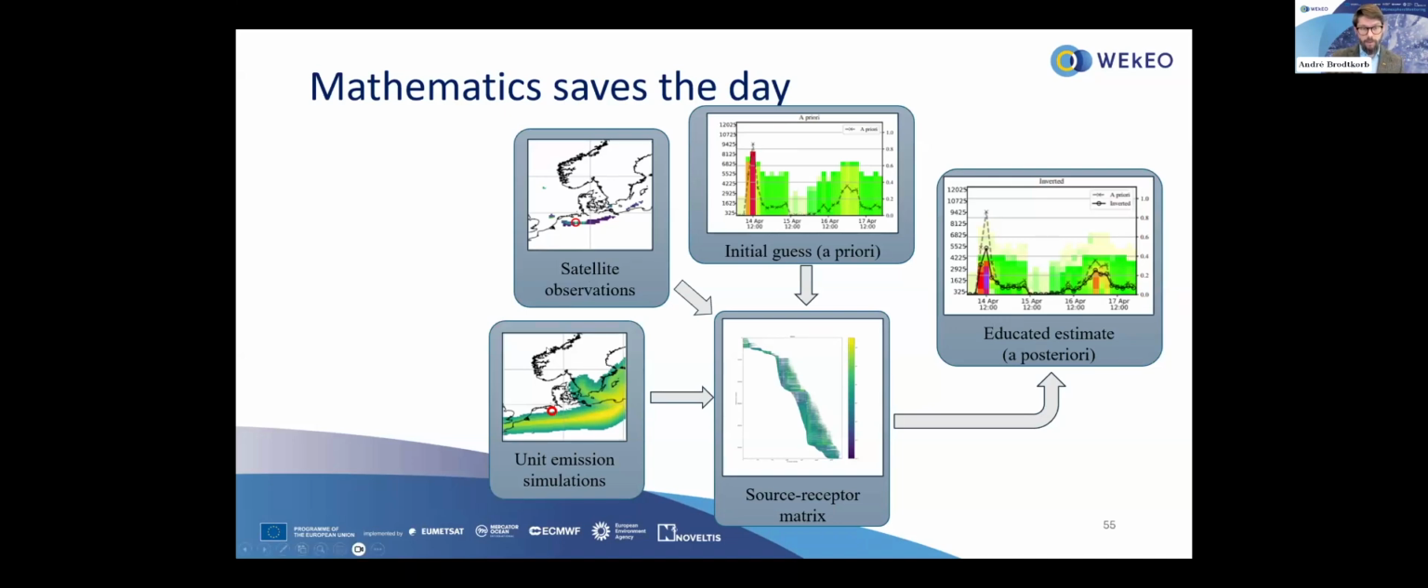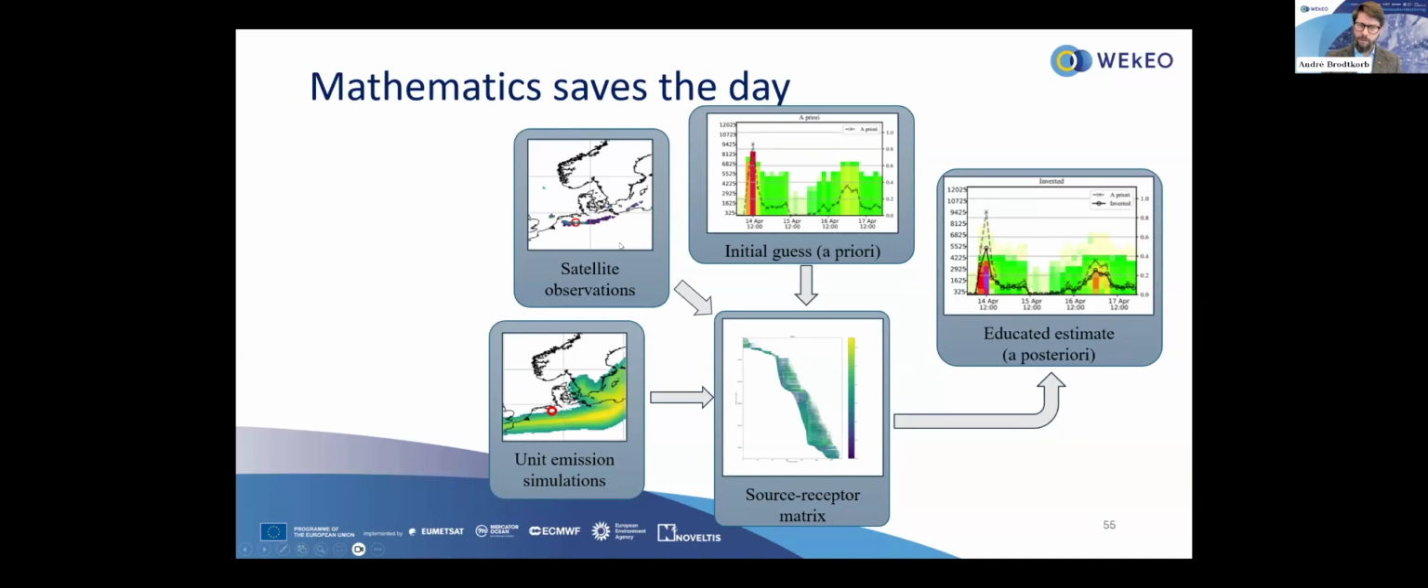In addition to these two input parameters, we have an initial guess, sort of to guide our mathematics into finding something which is physically plausible. Because in this mathematical framework, it could potentially say that, well, if you emit minus one ton of ash, like negative amount of ash, you could explain the satellite observations. We know this is not physically plausible, so we sort of need to limit it at some point.